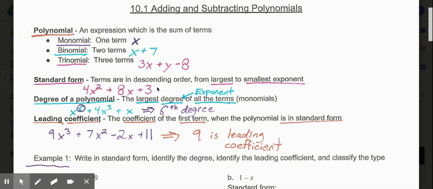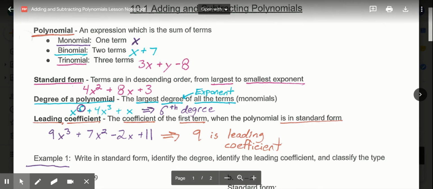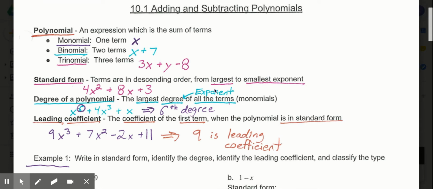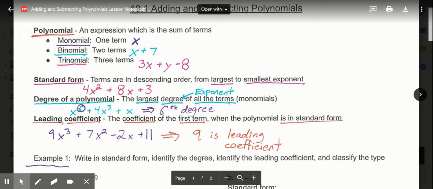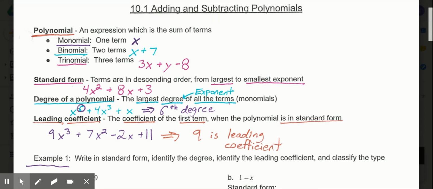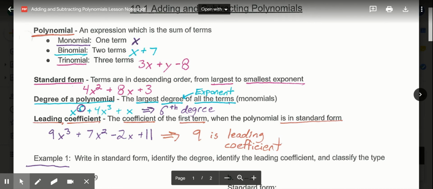Then we have degree of a polynomial. So the degree of a polynomial is defined as the largest degree of all the terms. So if we look at each term as separate monomials, the largest degree, we're looking for the largest exponent value. So if our example is x to the 6 plus 4x to the third plus x, that would be the 6th degree, or degree of 6, because our largest exponent is 6.